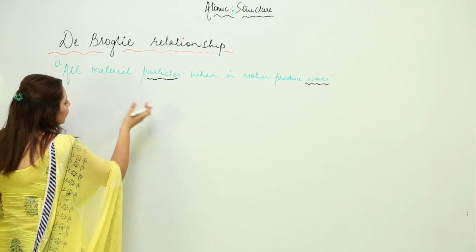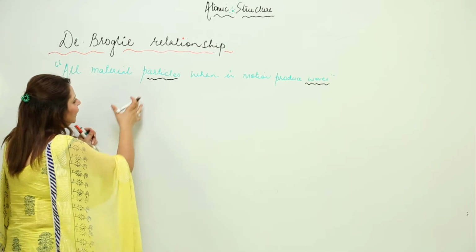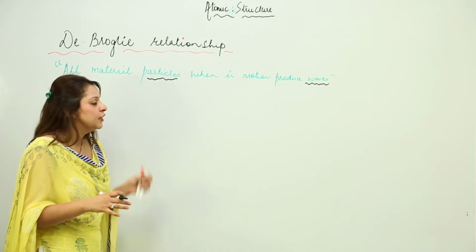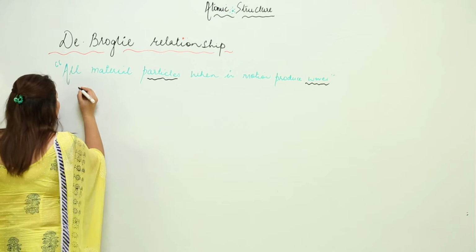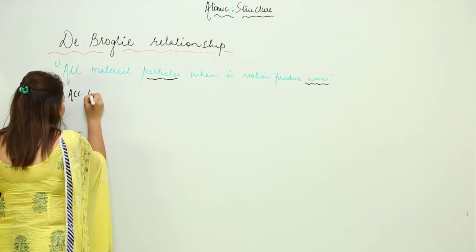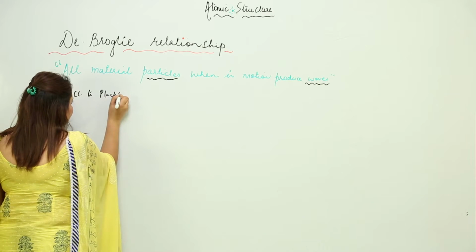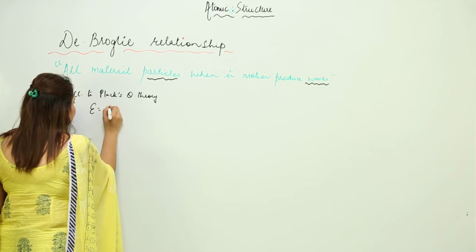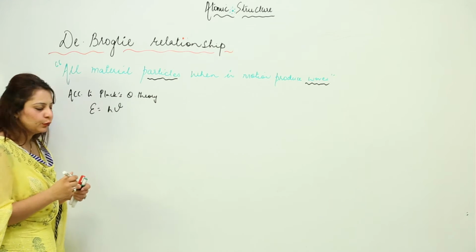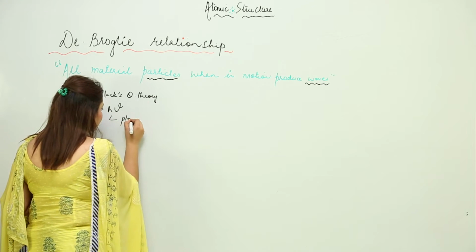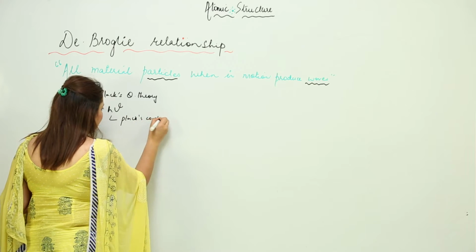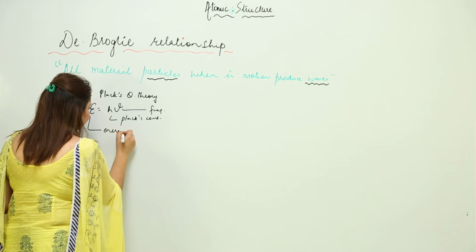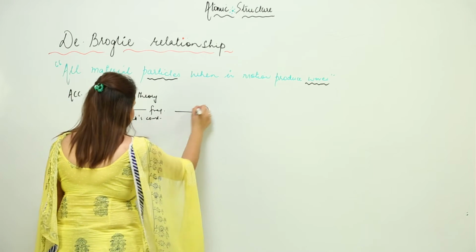He said, if a material particle possesses a dual character, that means it will possess energy also. So let us see what kind of energy it possesses. According to Planck's quantum theory, we know that the energy possessed by the particle is E is equal to h nu, where h is Planck's constant, nu is frequency and E is energy. So I'll call this equation 1.